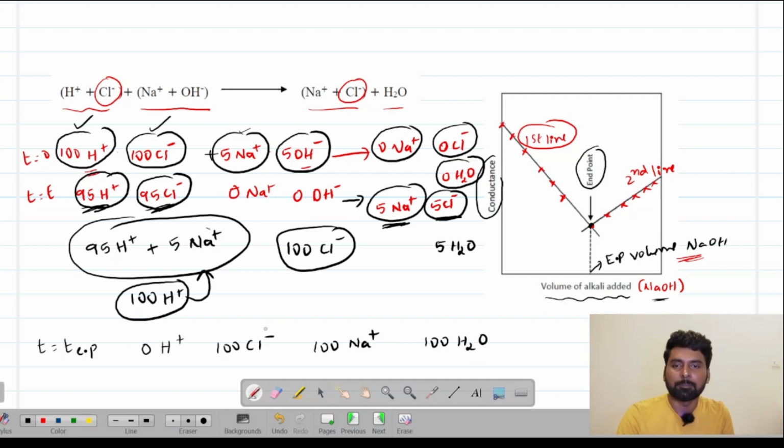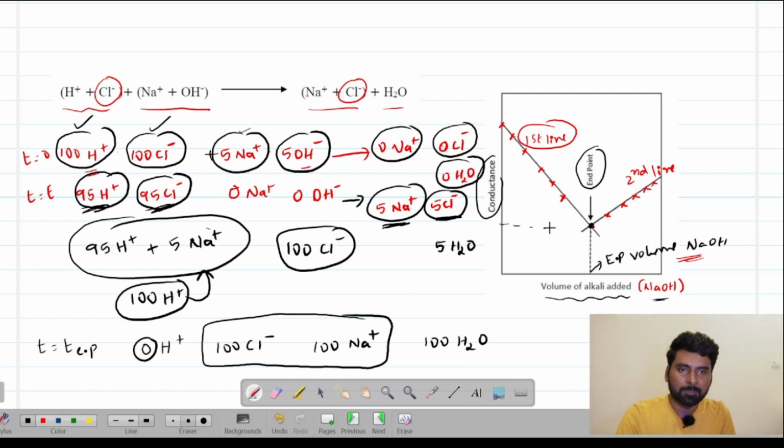So at the endpoint, this is 0 H plus. At the endpoint, the conductance of the solution is due to only NaCl. So this point has some conductance value, right? That endpoint conductance is due to NaCl present in the solution. There is no H plus, there is no OH minus.